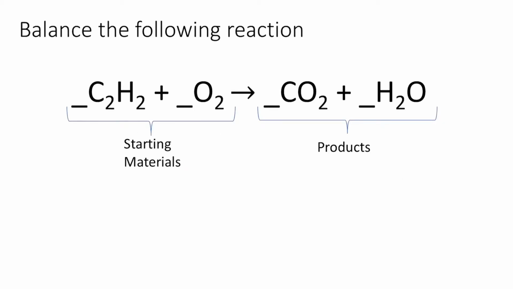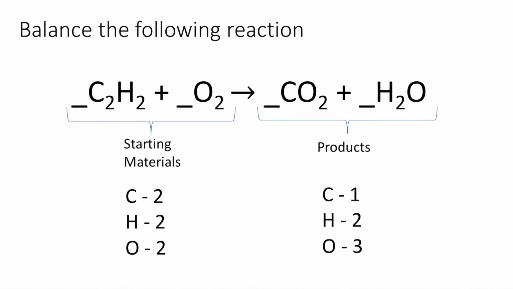Before doing any steps, what I usually do is define the starting materials and the products of the reaction. Then I make a list of the elements that appear on both sides of the equation. In this case, they are carbon, hydrogen, and oxygen. Now I'm going to count the number of elements in each compound on both sides. I have 2 carbon, 2 hydrogen, and 2 oxygen on the left side, and 1 carbon, 2 hydrogen, and 3 oxygen on the right side.